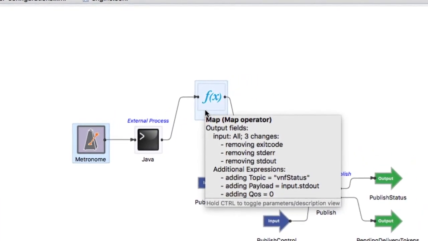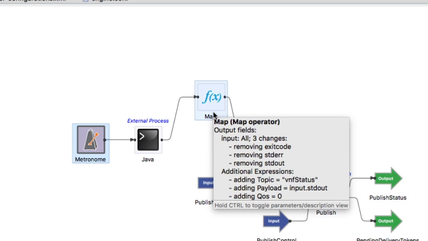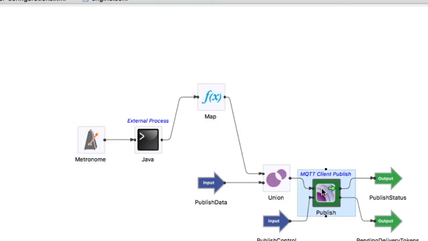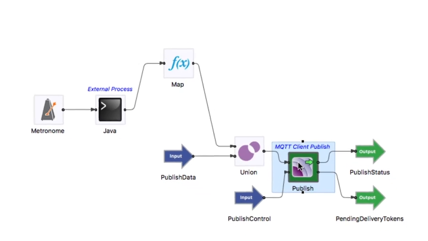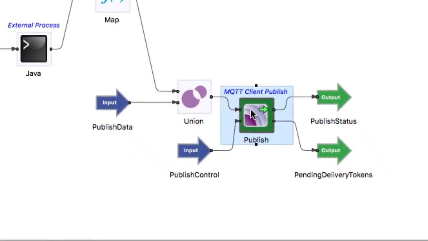The output of the bash script then gets passed into the next downstream operator, which you see called map, which takes the output of that bash script and transforms it into the correct form that can be published to an MQTT broker. So it will have things like the topic name, the payload itself, and the quality of service. The output of the map operator feeds the MQTT client publishing adapter, and this will publish our stream's payload to a configured MQTT broker.